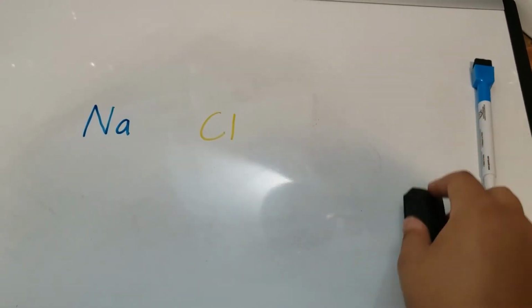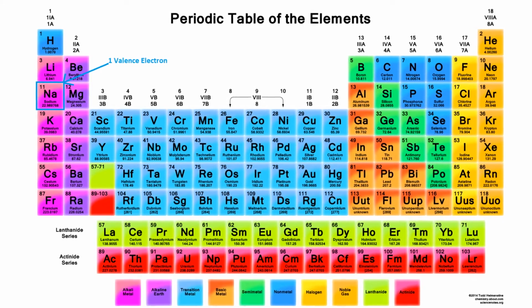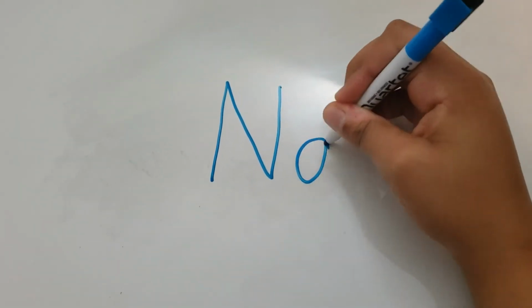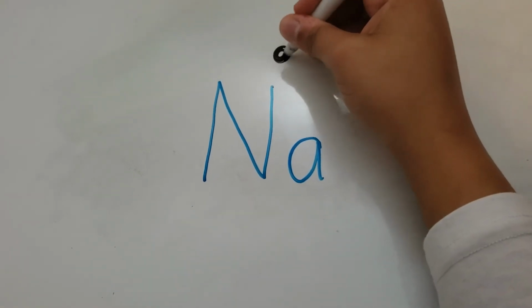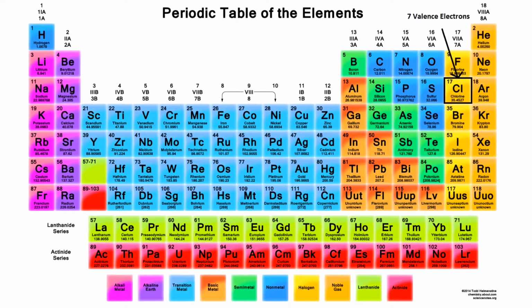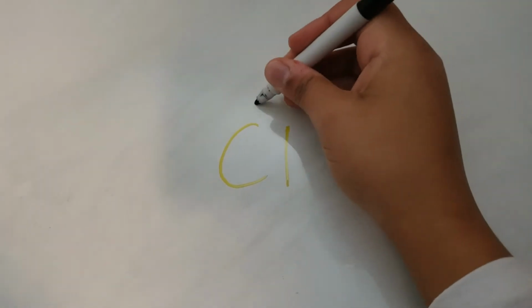Let's do two examples, sodium and chlorine. Sodium, or Na, is in group 1A, so it has one valence electron. Therefore, we write Na on the center of our paper. Since it has one valence electron, we put a dot at the top. Chlorine, or Cl, is in group 7A, so it has 7 valence electrons. Therefore, we write Cl in the center.